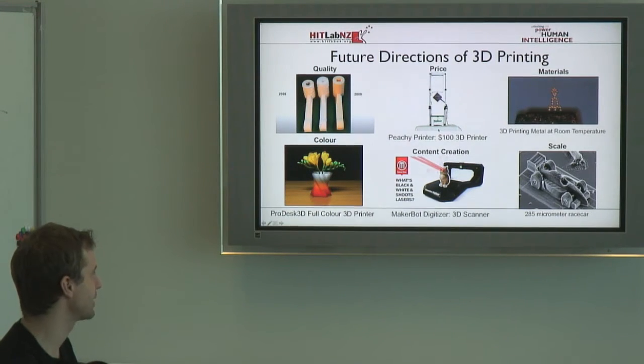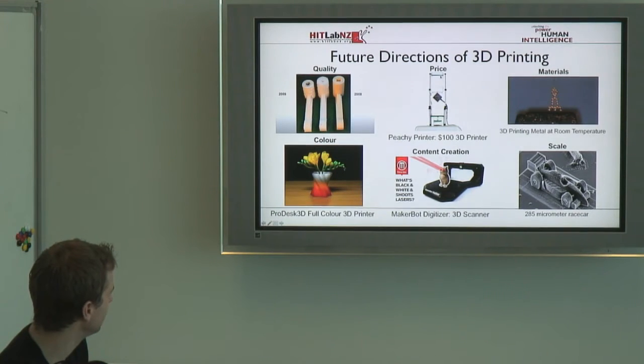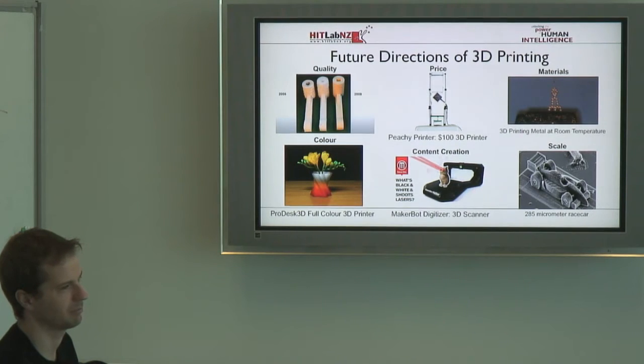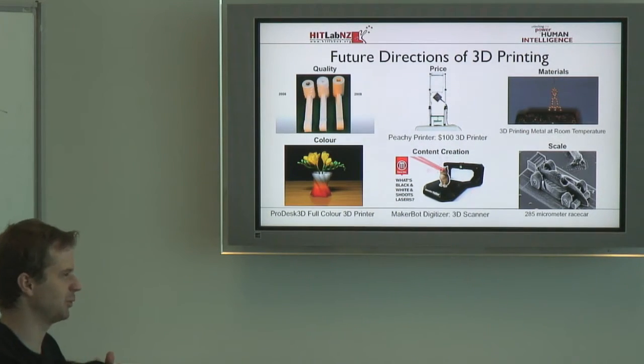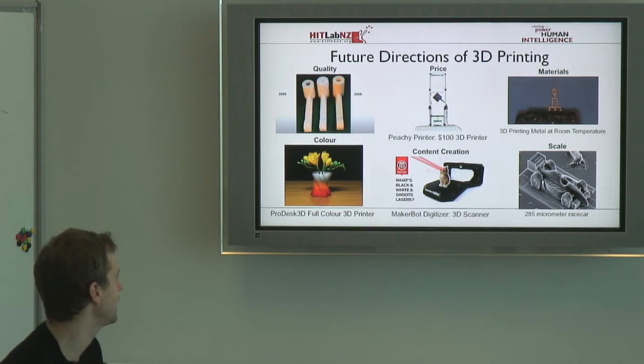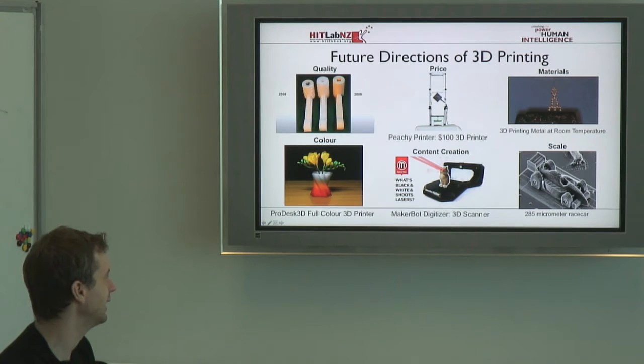Then obviously there's price. So Peachy Printer came out, a $100 3D printer. This is actually what it looked like on their Kickstarter, so it's changed a little bit since then. But yeah, they'll get cheaper and cheaper. The MakerBot ones are still probably in the $2,000 to $5,000 range. So they're not super duper cheap, but they're also not in the $25,000 to $30,000 range. So they are cheaper. Peachy Printer goes down in cost again.